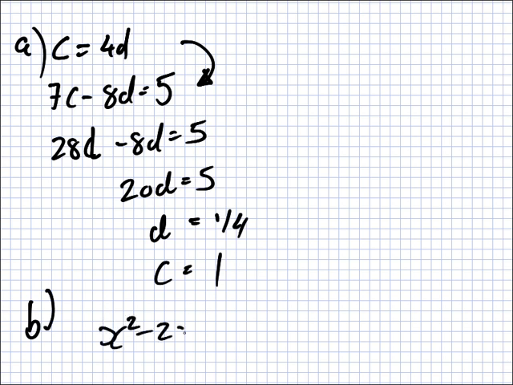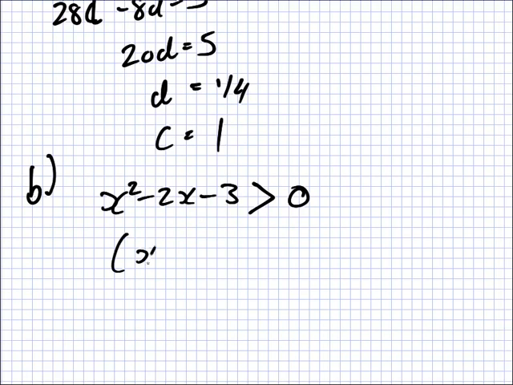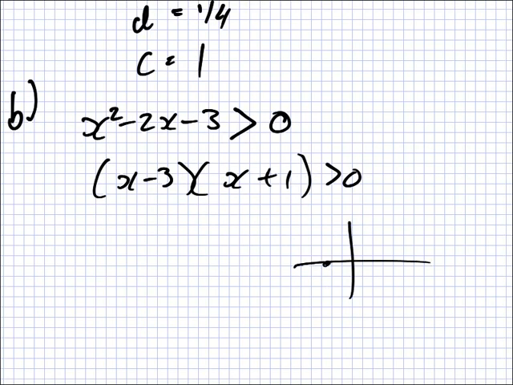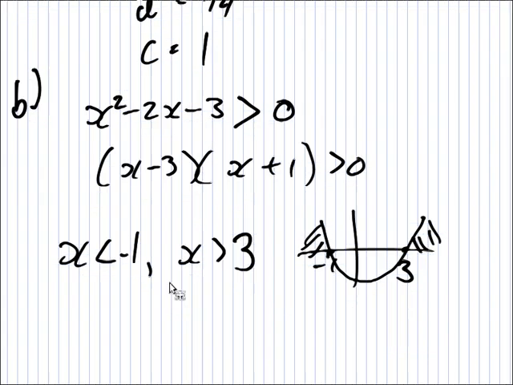X squared minus 2x minus 3 more than 0. So, what do we got here? X minus 3, x plus 1. And here we have minus 1 and 3. And we want this piece and this piece? Yeah. So x less than minus 1, x more than 3. Yes.